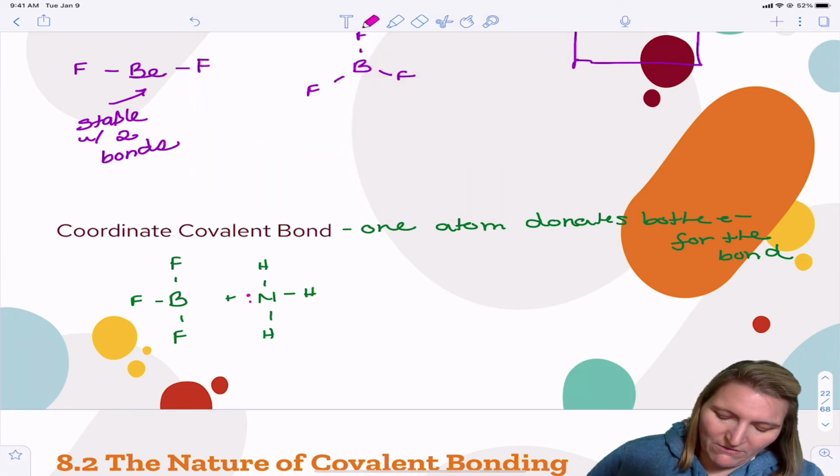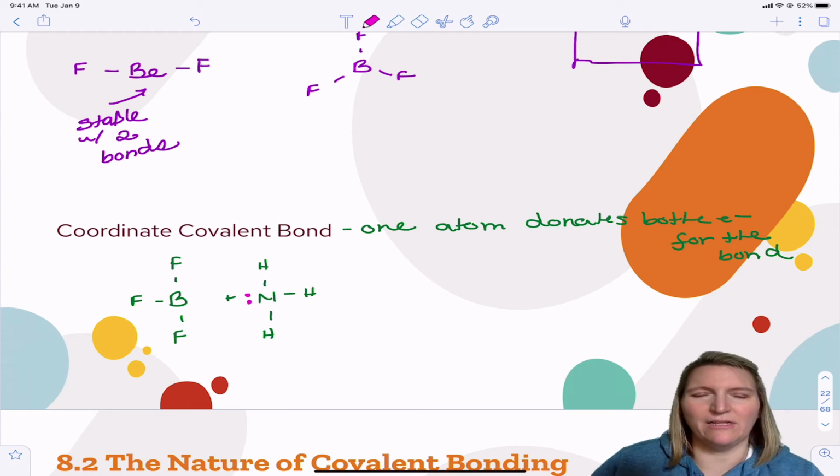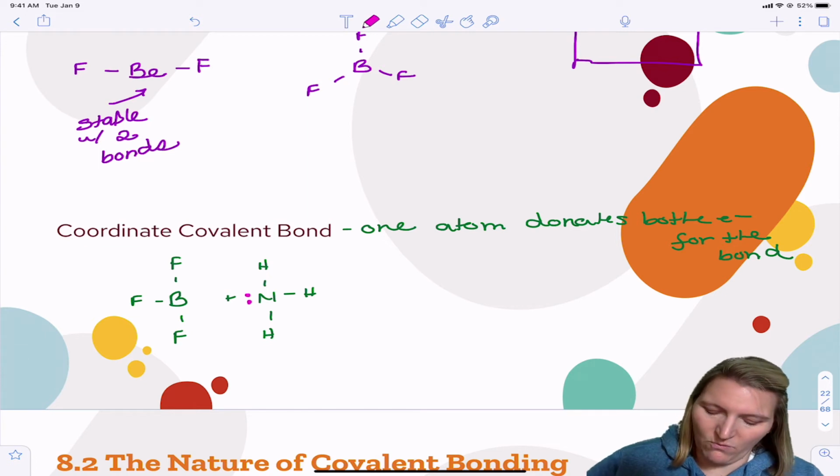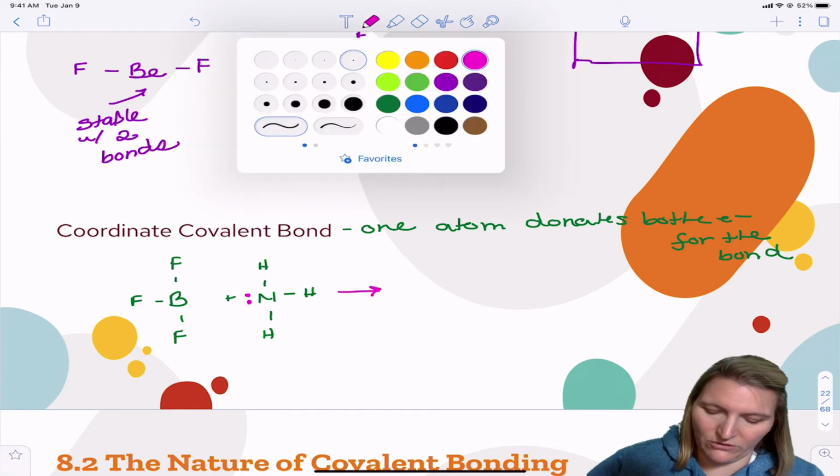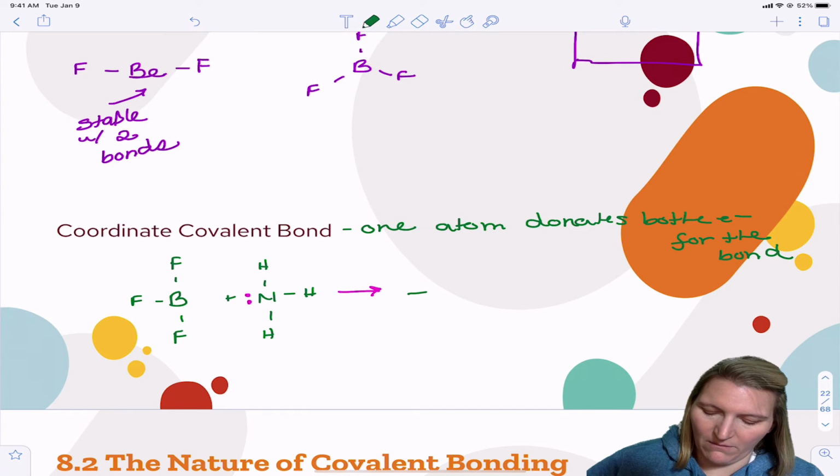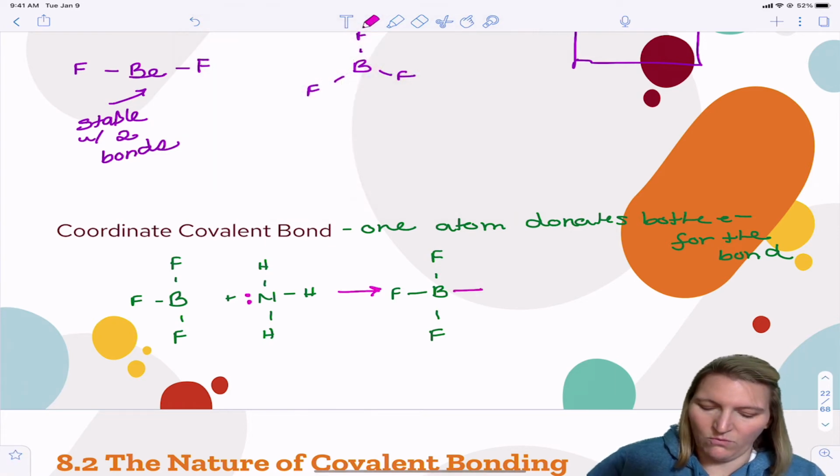But we may remember that NH3 is ammonia, and ammonia has a lone pair of electrons on its central atom. And so what will happen if I take ammonia and mix it with boron trifluoride is that we will actually get a molecule with boron covalently bonding with the nitrogen and making a larger molecule.